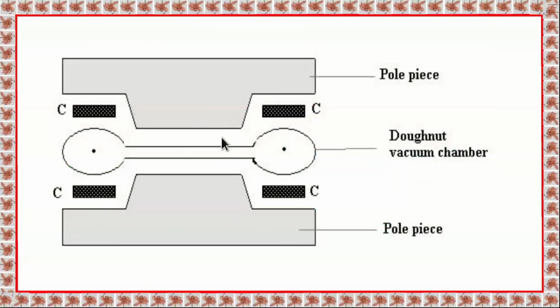So this is a cutaway section of the betatron. We have the pole pieces of the magnet, the doughnut shaped vacuum chamber. These are the coils which energize the magnet, and these two dots represent the trajectory of the electrons.